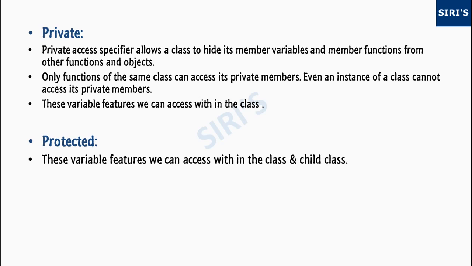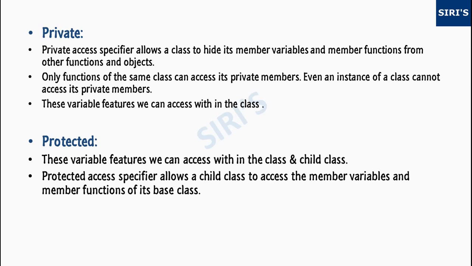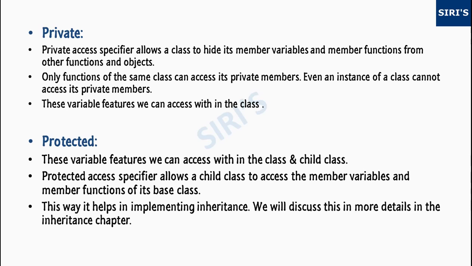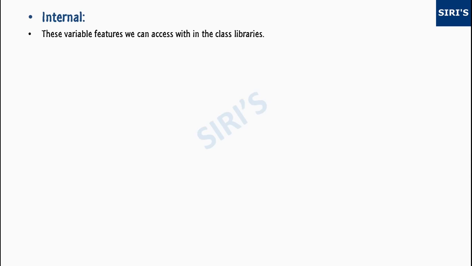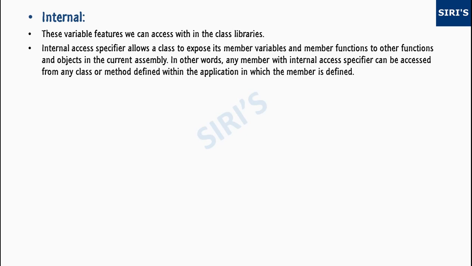Protected: these variable features we can access within the class and the child class. Protected access specifier allows a child class to access the member variables and member functions of its base class. This way it helps in implementing inheritance. We will discuss this in more detail in the inheritance video.